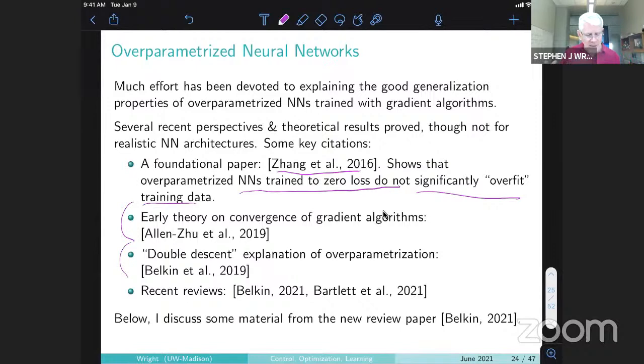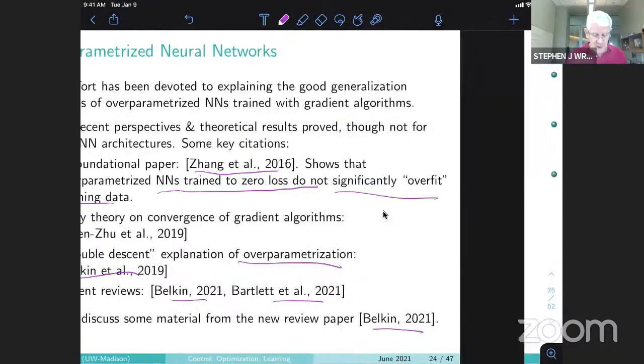Sort of a related topic is this double descent idea, due to Belkin, which I'll say a little bit more about, which explains why over-parametrization is not a bad idea. And then there are these recent review papers that are actually going to appear in Acta Numerica, both of them. I was on the board, so I invited these papers, and they turn out, I think, to summarize the state of the art very well.